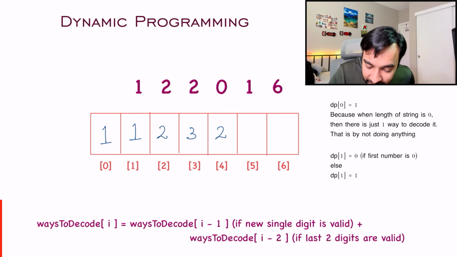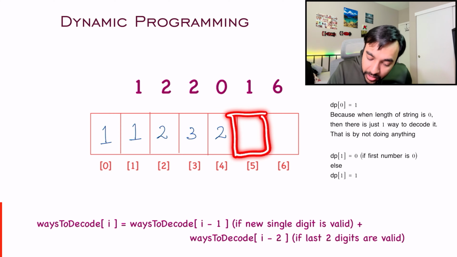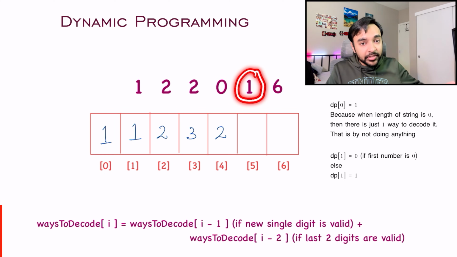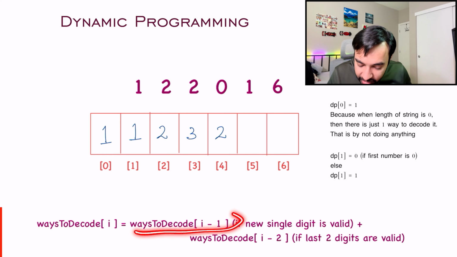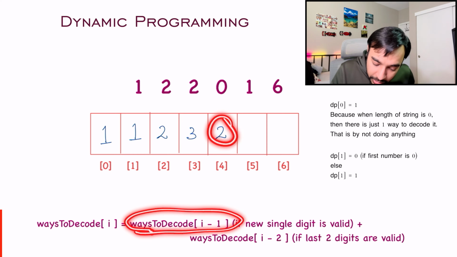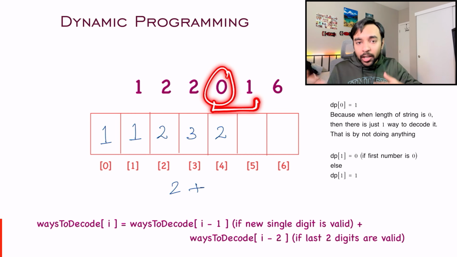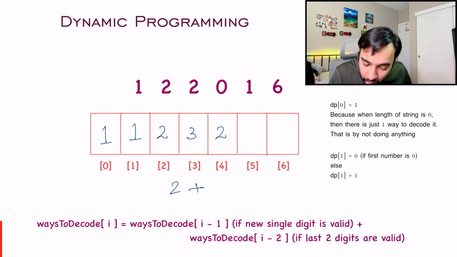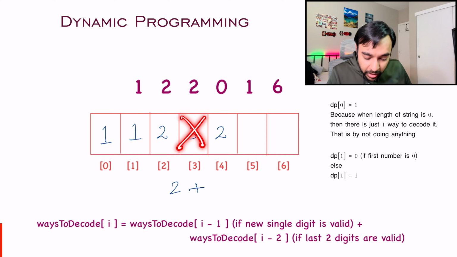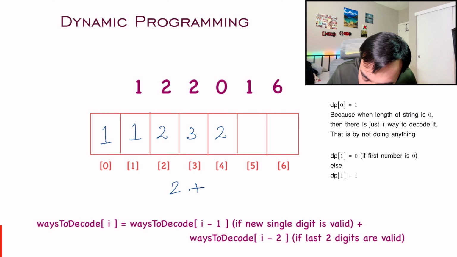Moving on, once again I have to populate this value. So is 1 valid? 1 is valid. So I look up I minus 1th value and that is 2. So I get 2 plus, and then look at the last two digits, 0, 1. Is 0, 1 valid? No, right? Because the numbers cannot start from 0. So we will not take up the I minus 2th value. So I just get 2 over here.